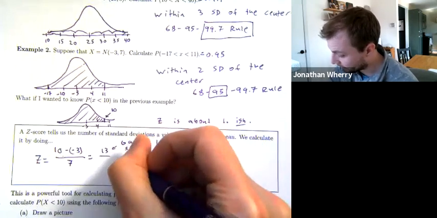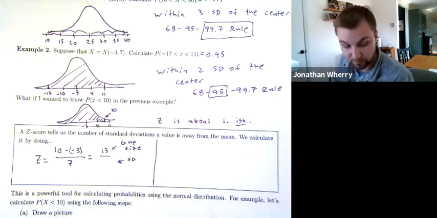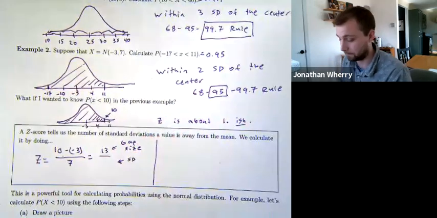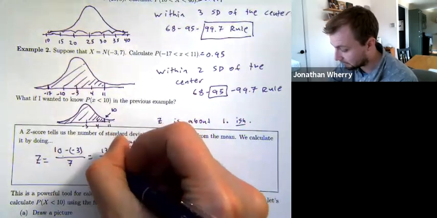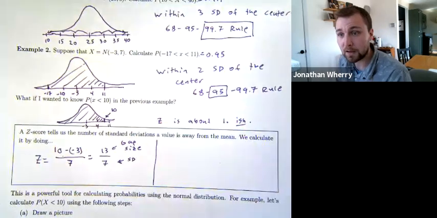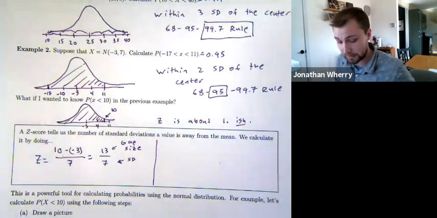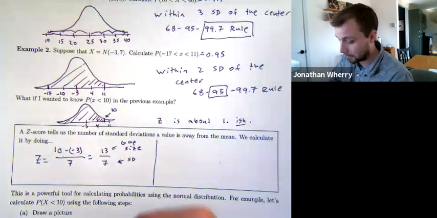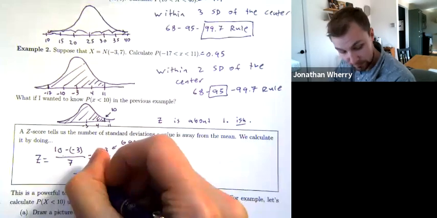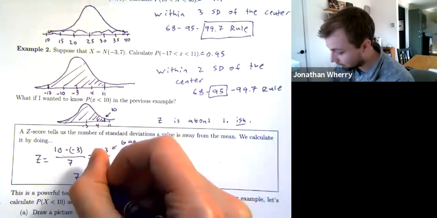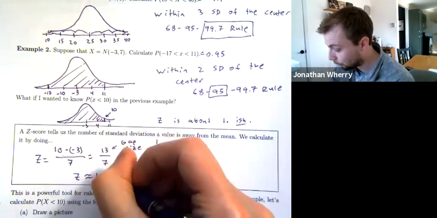So in my calculator, I'm going to do 13. This is the total gap. And I'm going to divide this by the thing I am counting by, the standard deviation. So I'm going to divide this by 7. I'm going to type that into my calculator. I have 13 divided by 7. And when I hit enter, it looks like 1.86.